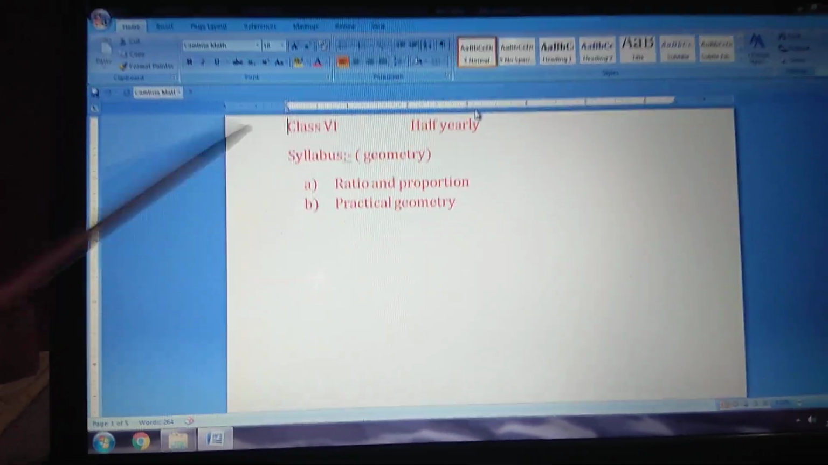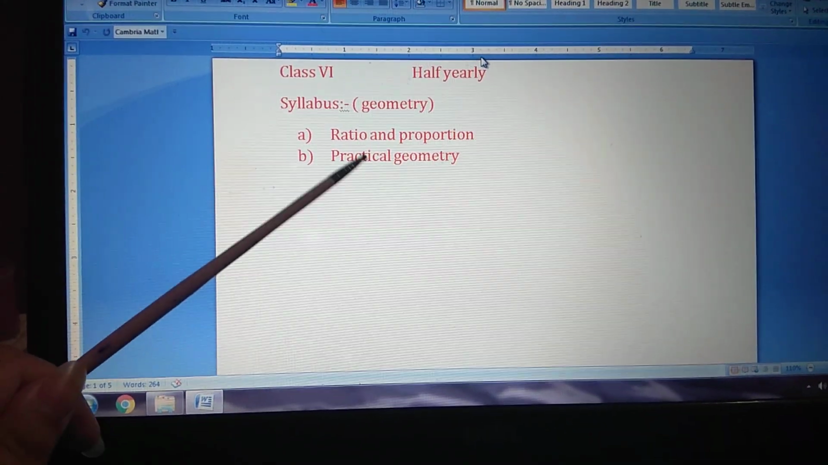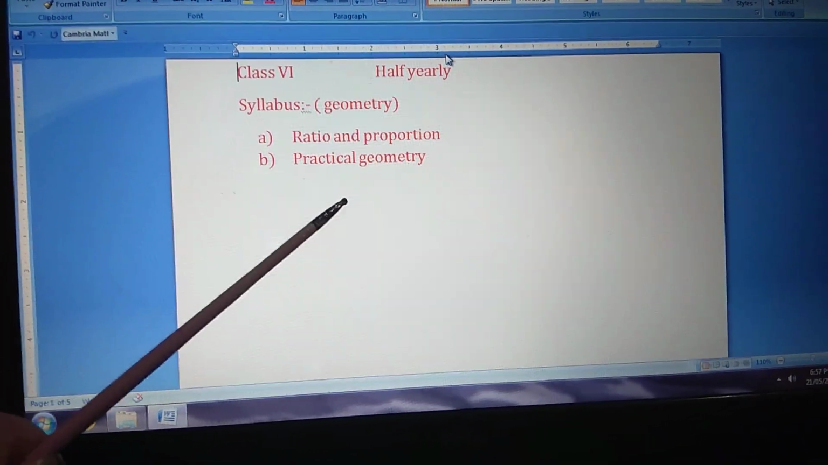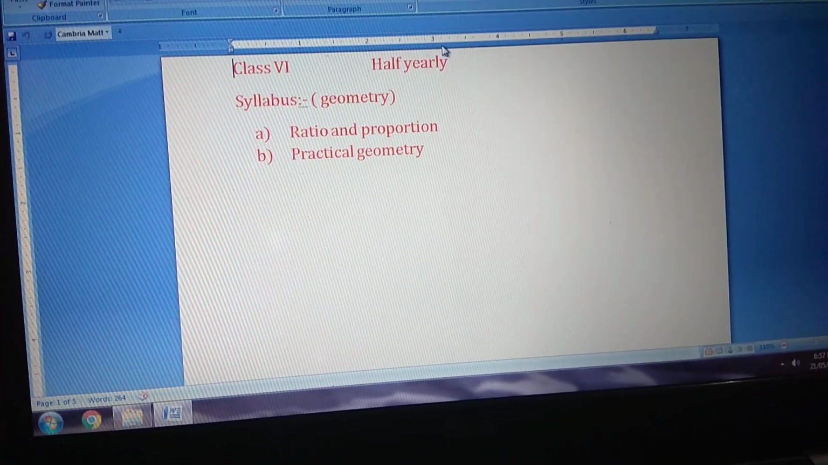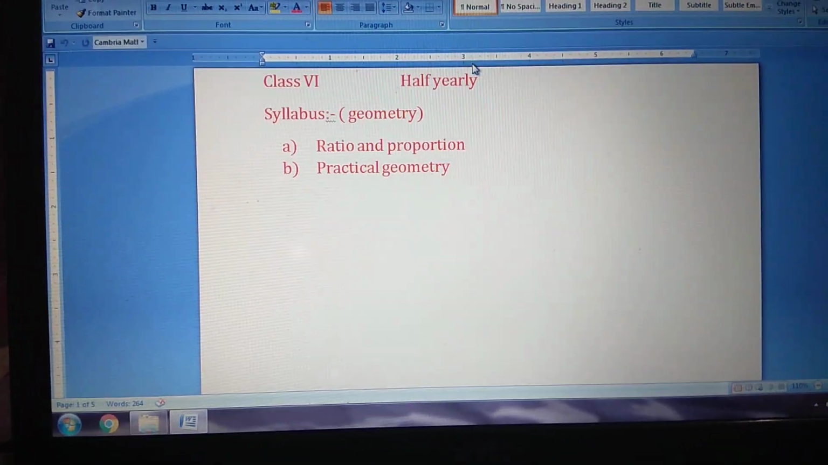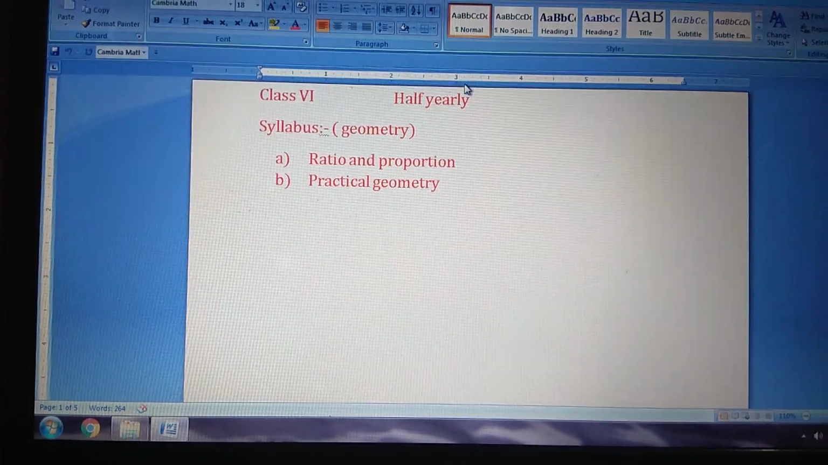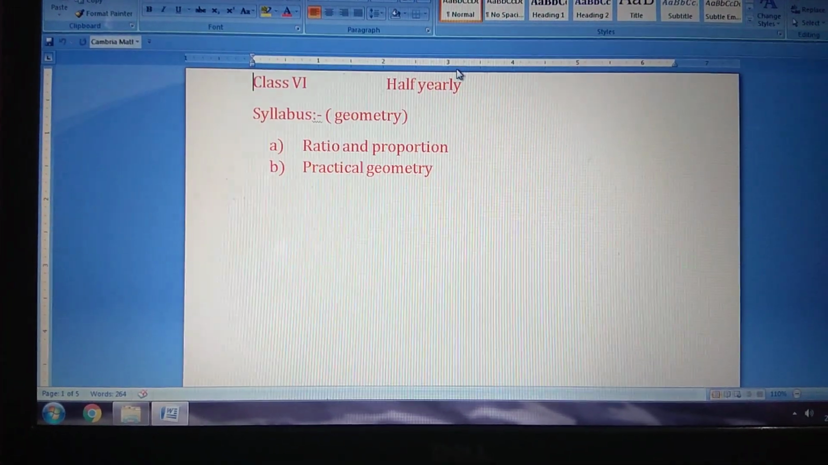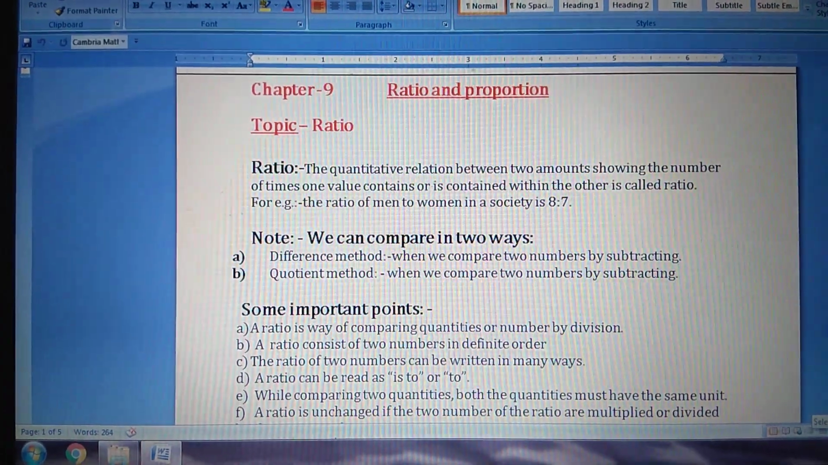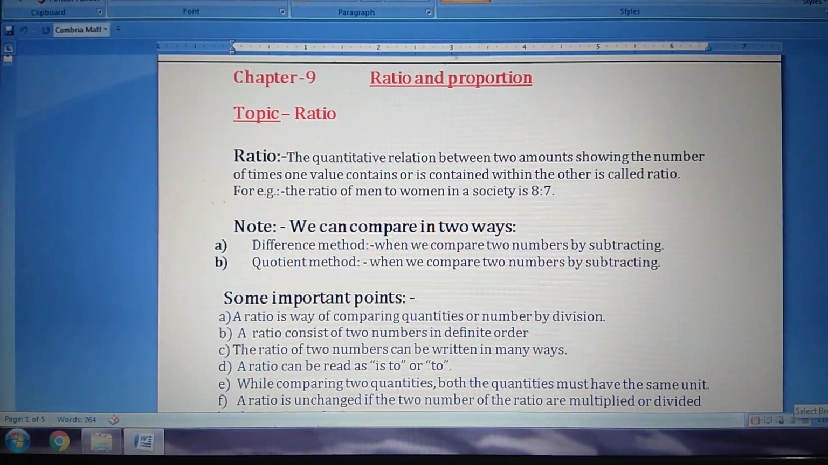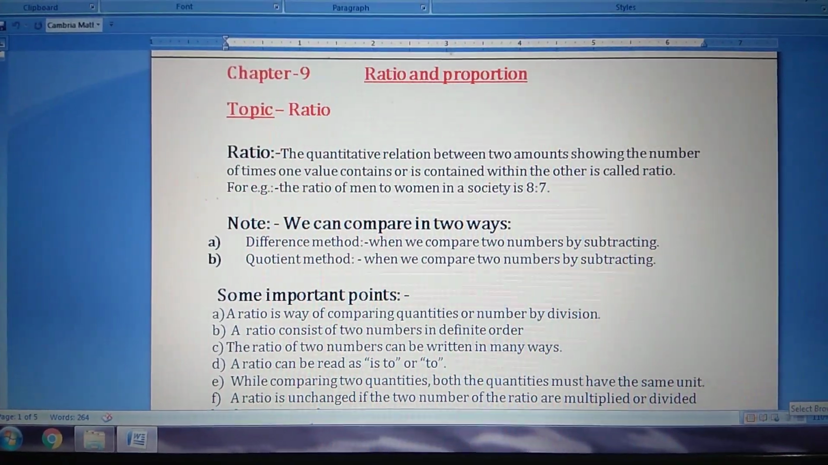In the geometry portion, we have 2 chapters. One is ratio and proportion and the other one is practical geometry. Today we will start with ratio and proportion. Be ready with a pen and paper. We will start the syllabus. It is chapter 9 of your book. So all of you take out your book, chapter 9.